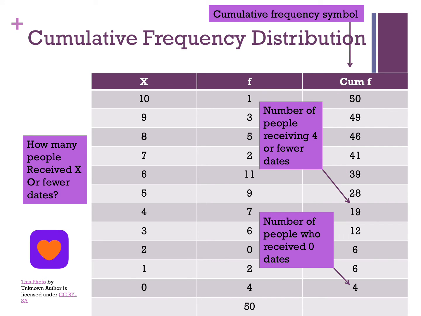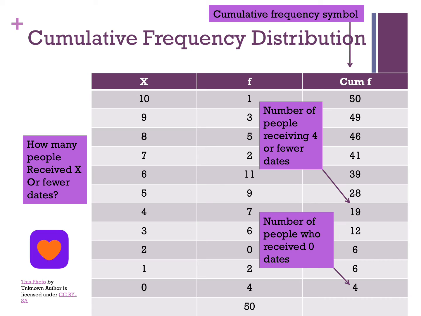And that is how we read a cumulative frequency distribution. The entry for each row tells you how many people received this many or fewer dates, or if we're looking at scores from a test, we can say how many people earned a score of X or lower. Notice the entry at the top of the cumulative frequency column is 50. That's the sample size. No one received more than 10 dates, and 50 people received 10 or fewer dates.